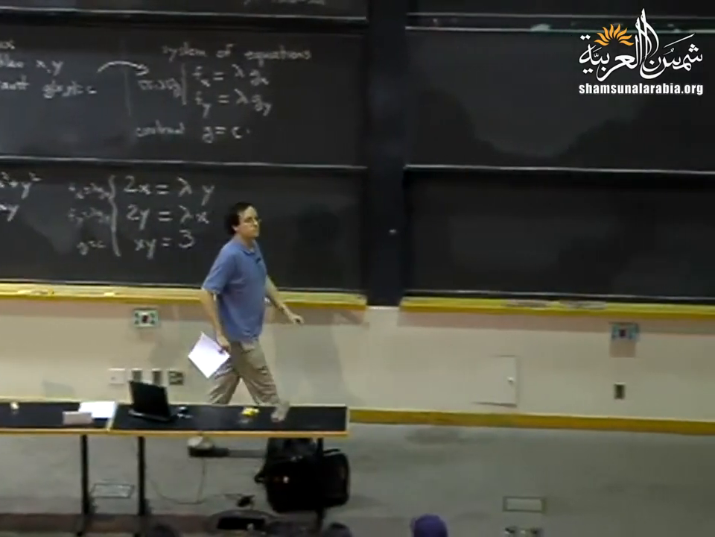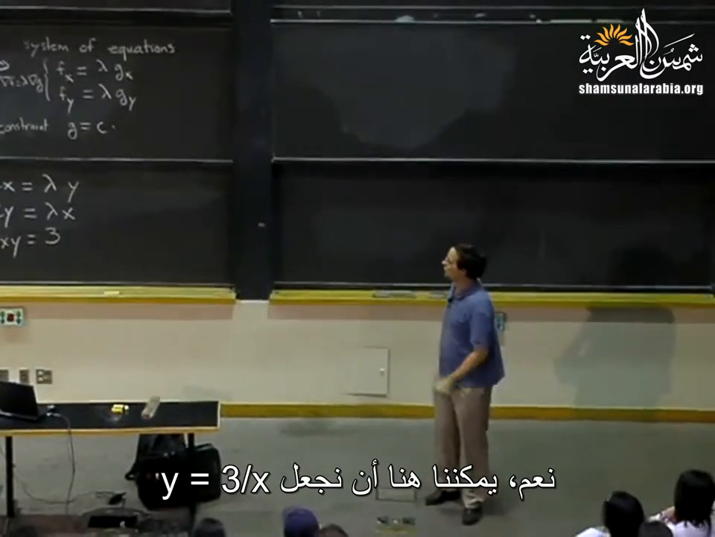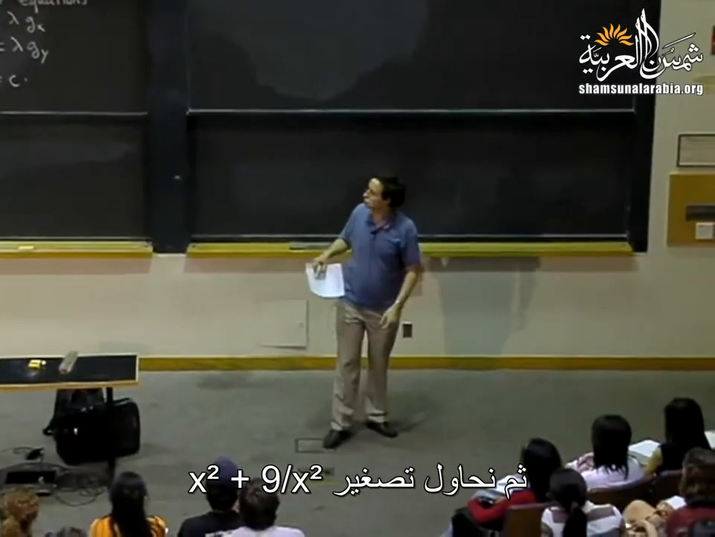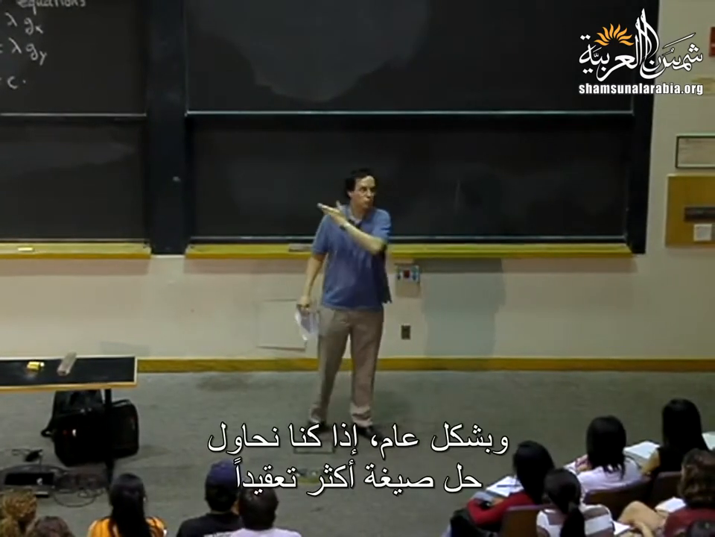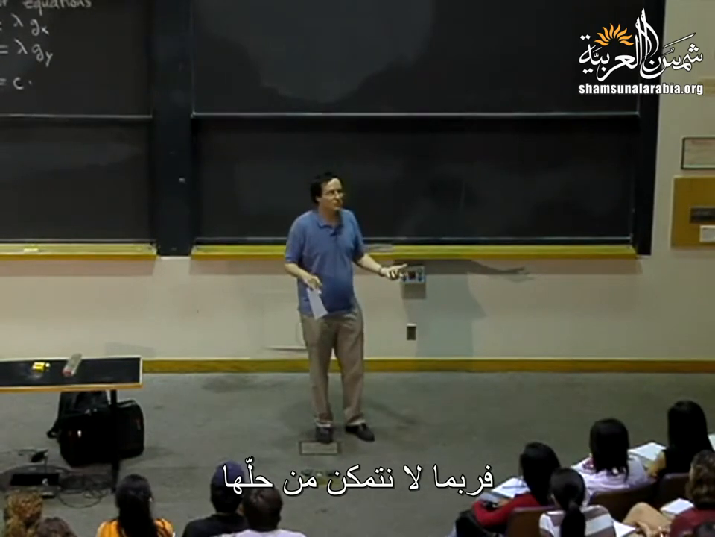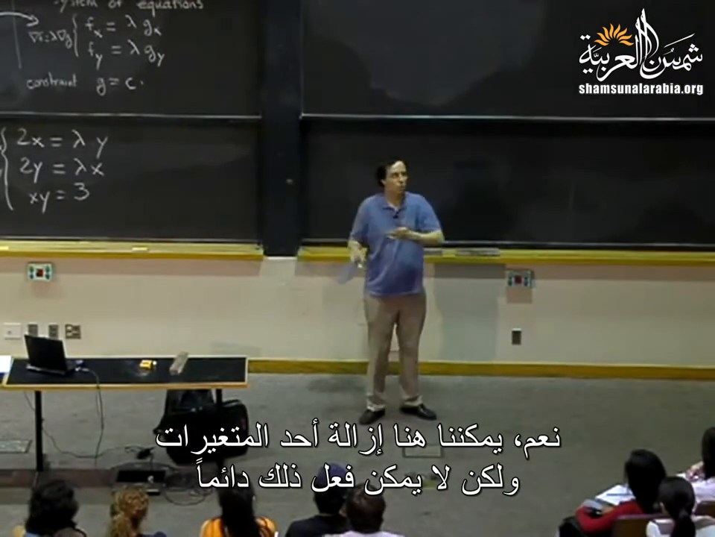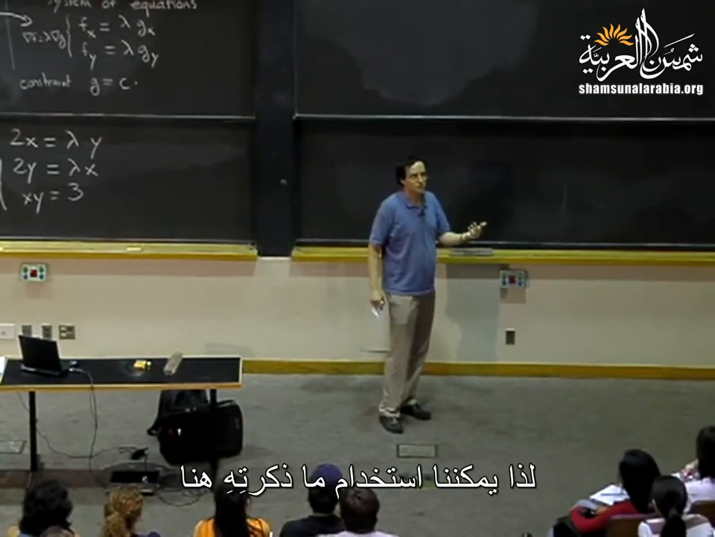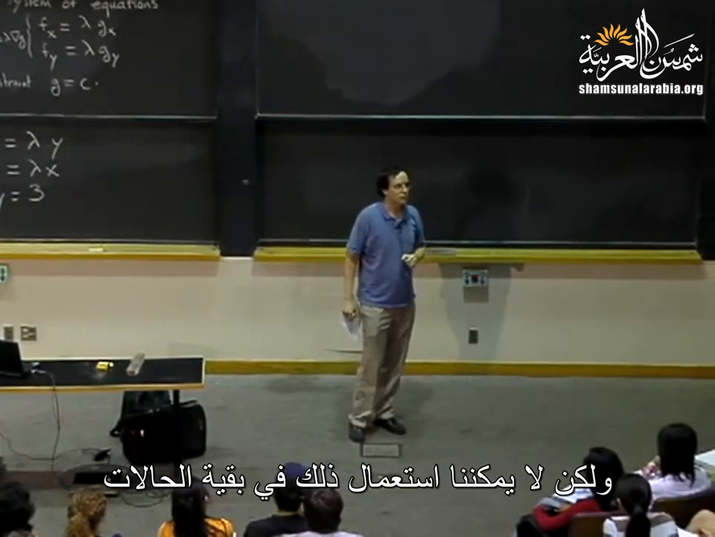Yes? Why can't you just set y equals 3 over x? Yes, here you can set y equals 3 over x, and then you can minimize x squared plus 9 over x squared. In general, if I'm trying to solve a more complicated problem, I might not be able to solve. So I'm doing an example where indeed here you could solve and remove one variable, but you can't always do that. And this method will still work. The other one won't. Okay?